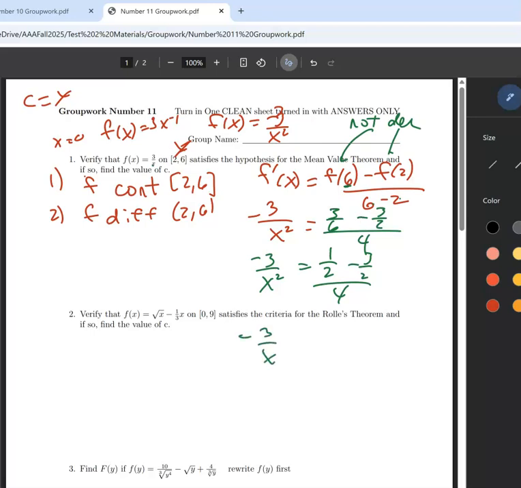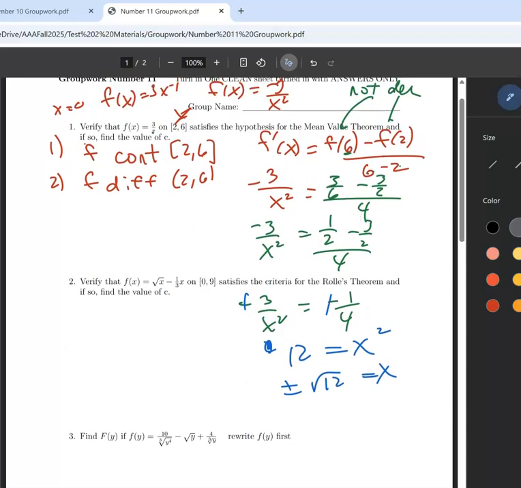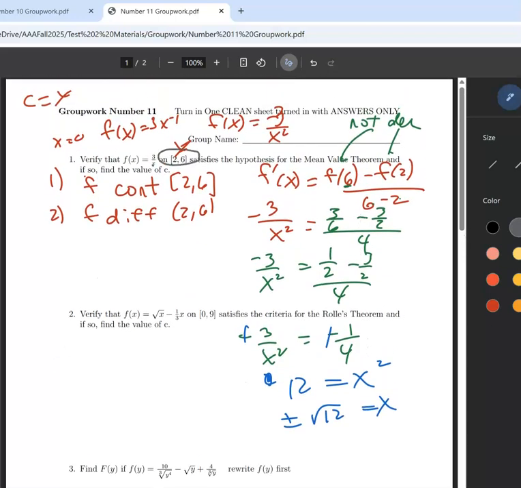So negative 3 over x squared equals 1/2 minus 3/2. Wait a minute, that just gives me a negative 1 over 4, right? Okay, so I'm going to cancel the negatives. And if I cross multiply, I get 12. 12 is equal to x squared. And so plus or minus root 12 is x. Okay, be careful. My x value, or the c value, has to be between 2 and 6. So I choose just the positive one.